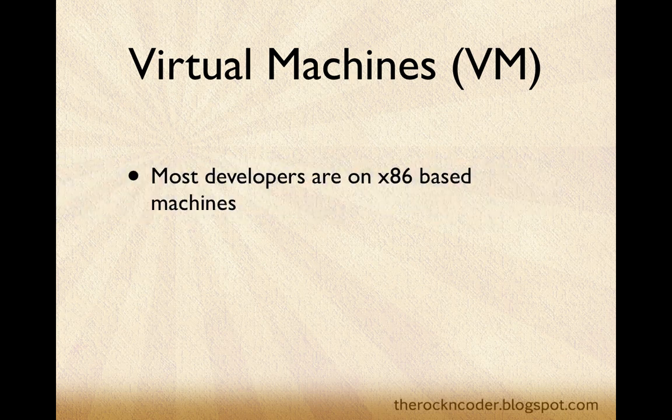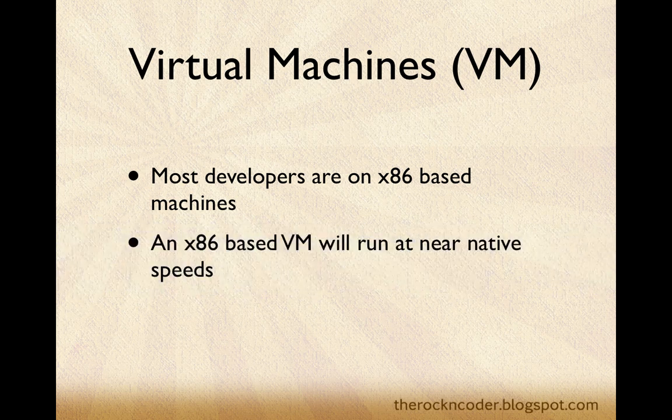Virtual machines are very popular these days. Many of us have software like Parallels, VMware, and VirtualBox installed on our machines. VMs run at near native speed. In addition to supporting ARM processors, Android can also run on x86 machines.